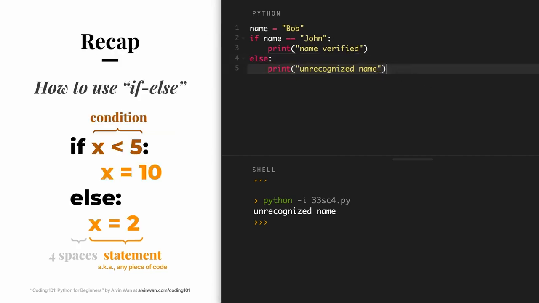Let's recap. In this lesson, we covered how to write an if-else statement. Specifically, if a condition is true, we run the if block. In this case, it would be x equals to 10. If the condition is not true, we run the else block. In this case, it's x equals to 2.